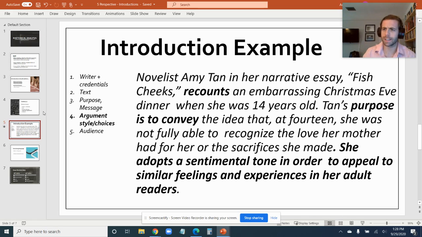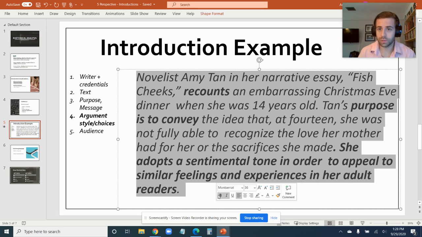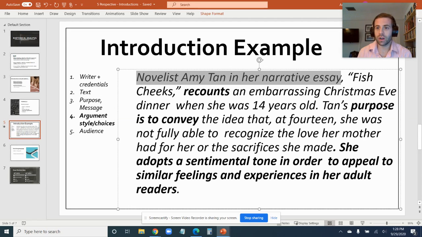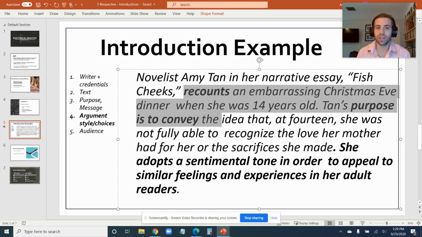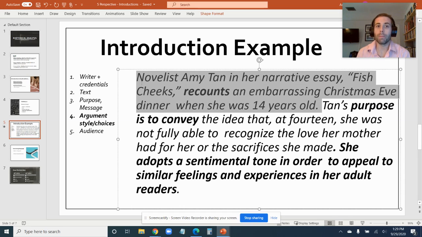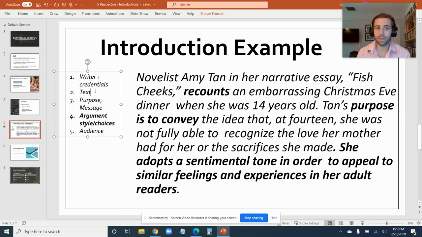So let's look at what this looks like in practice. Here's an introduction to a rhetorical analysis that ended up being about 3 pages. So novelist Amy Tan, in her narrative essay, Fish Cheeks, boom, writer, credentials, and text already taken care of. She recounts an embarrassing Christmas Eve dinner when she was 14 years old. So a brief summary, right? So I've got not only what the text is, but what type of text it is, and a brief summary of that text, all accomplished in one well-written sentence.